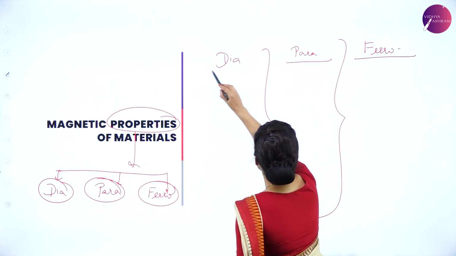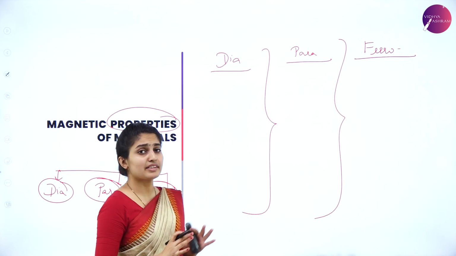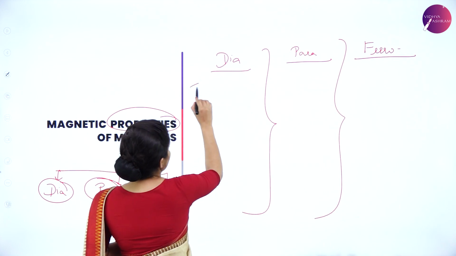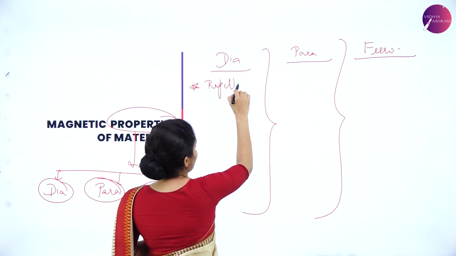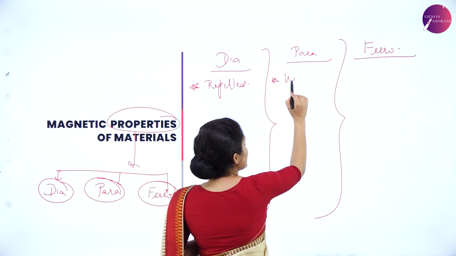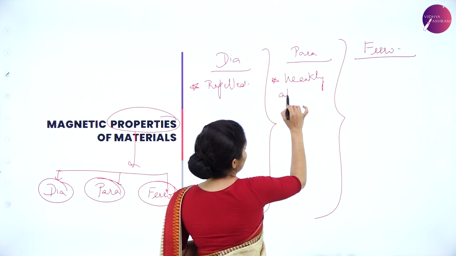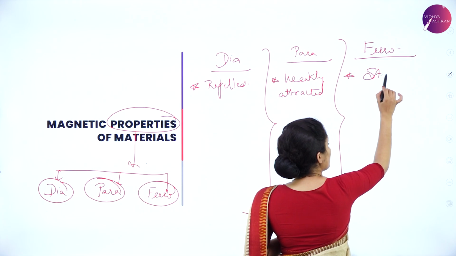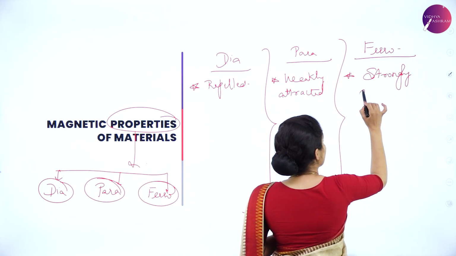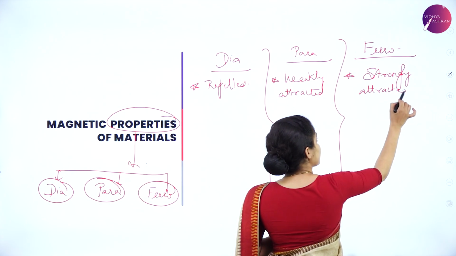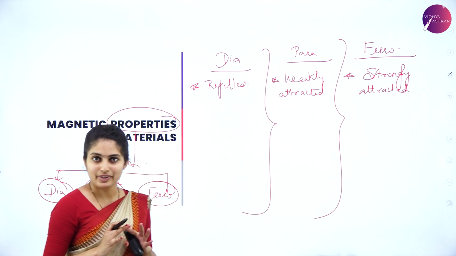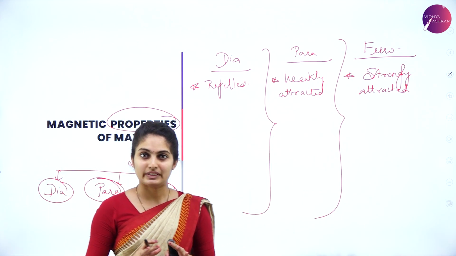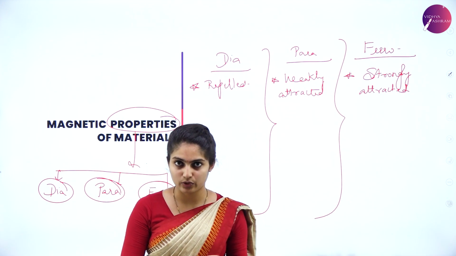If you just have to check, then what is a diamagnetic substance? Diamagnetic substances are the substances which are repelled by the magnet. Okay, so we can see it is repelled. Paramagnetic substances are the ones which are weakly attracted by magnets, and ferromagnetic substances are the ones which are strongly attracted by magnets. Okay, so this is the first set of differences you will have to know. If you make a note like this, it is very easy for you to understand what is dia, what is para, what is ferro without any doubt.